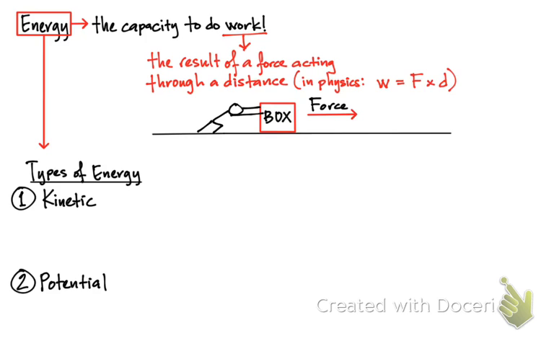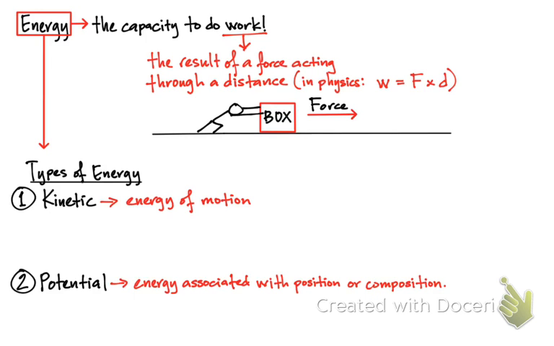There are two main types of energy, kinetic and potential. Kinetic is the energy of motion. Anything that moves has kinetic energy. Potential energy, on the other hand, is an energy associated with position or chemical composition.